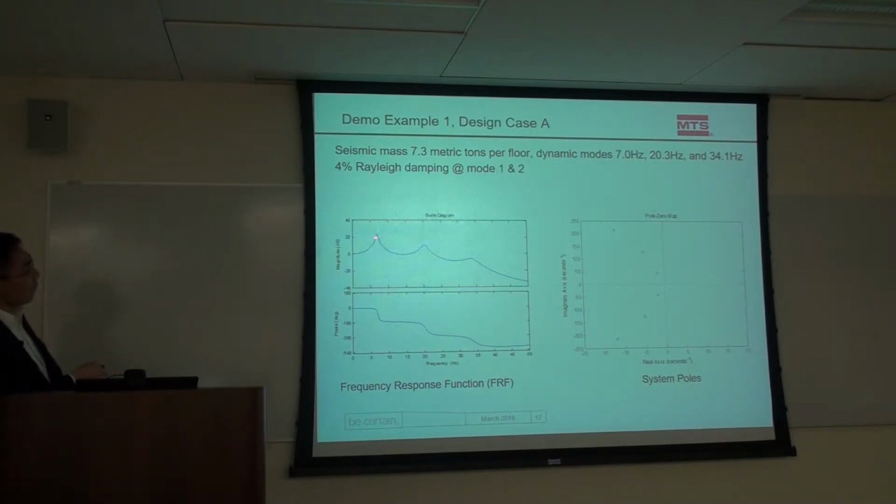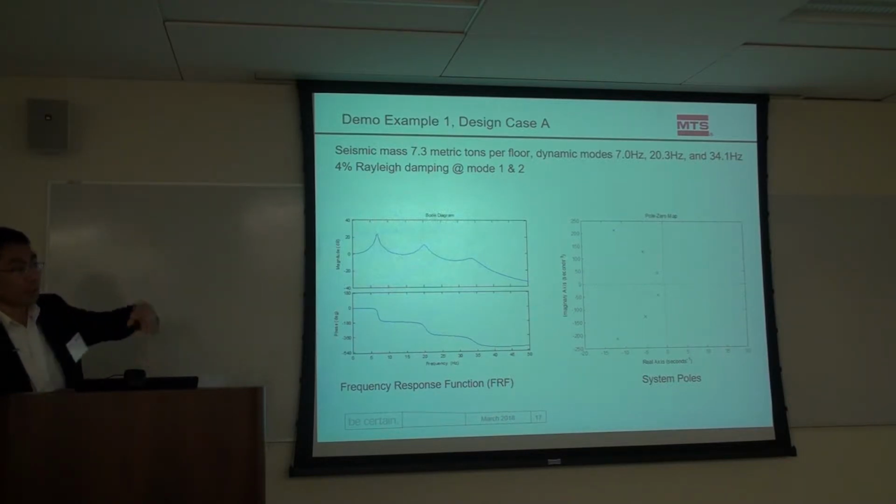3 modes: 7 hertz, 20 hertz, and the third mode is about 34 hertz. So the system zeros and poles are here, 3 sets of poles representing the 3 modes. They are all stable, on the left side of the coordinate system, meaning that your system response will decay with respect to time. That's the purpose of the damping.